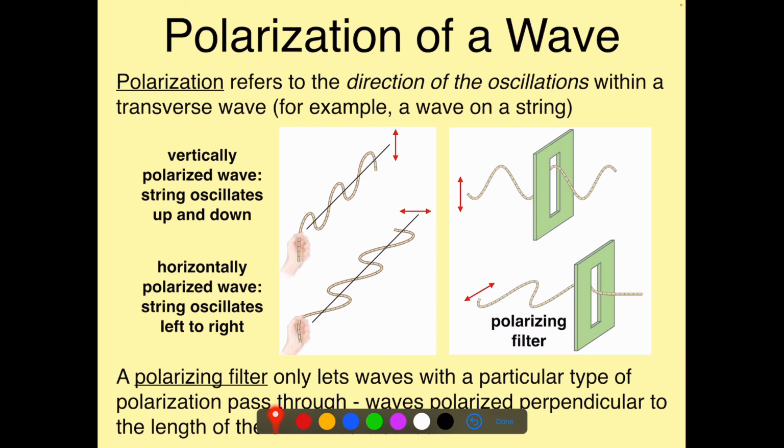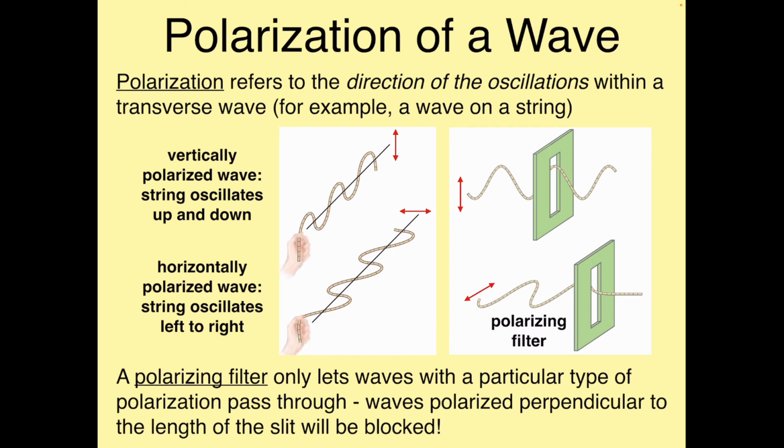So if we take a look at the first example I gave you, where the string is shaking up and down, that would be called a vertically polarized wave. In the example I gave you where the string is shaking back and forth, we would call that a horizontally polarized wave. So the polarization gives you the direction that the wave is oscillating in.